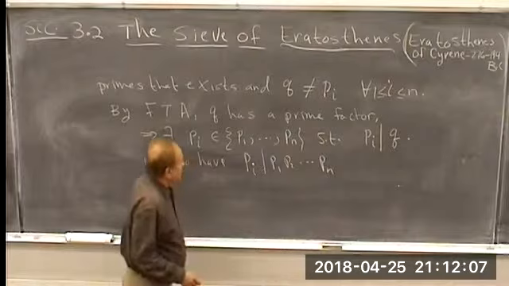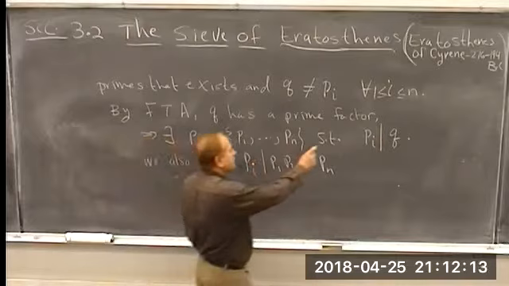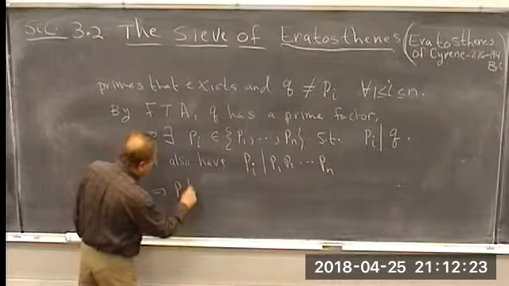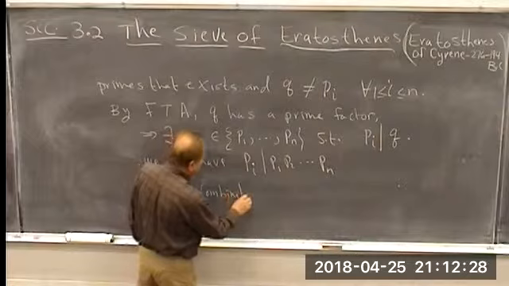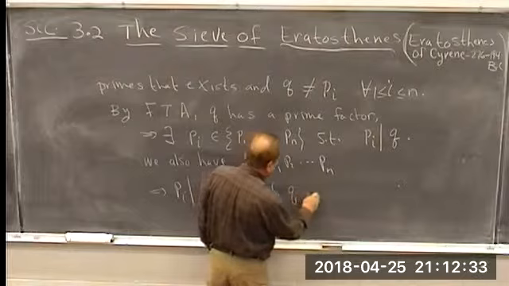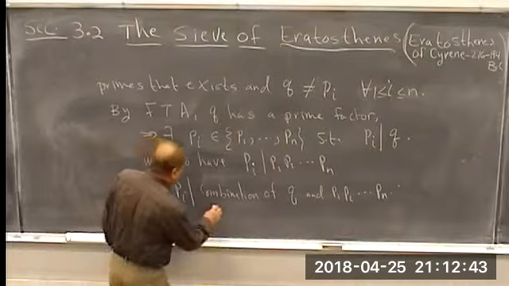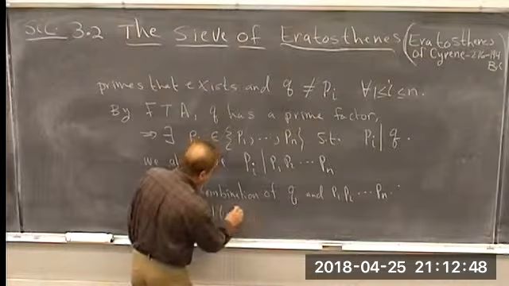Now, let's see what we have. P sub i divides Q, and P sub i divides all of these, so it divides a combination of these. This implies that P sub i divides a combination of Q and B sub 1, B sub 2, up to B sub n. The combination I have in mind is Q minus B1, B2, up to Bn.